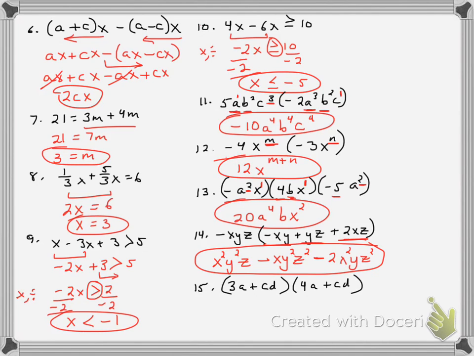Okay, this will be a binomial times a binomial, so we'll use FOIL. First terms, we got 3a times 4a, that would be 12a squared. Outer terms, we have 3ACD. Inner terms, we have 4ACD, so 3 plus 4 is 7ACD. And then finally, our last terms, we've got CD times CD, that would be C squared D squared.